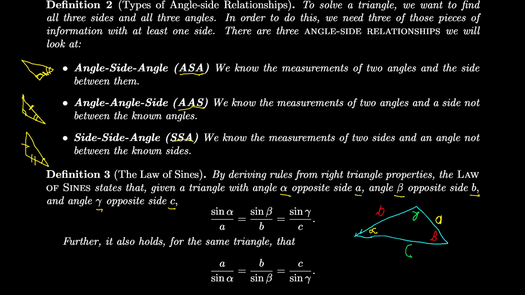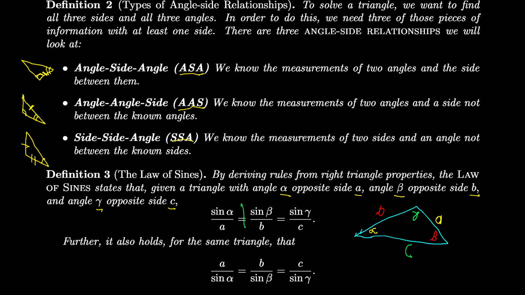Regardless, the law of sines says that the ratios of any two of those are the same. So the sine of alpha over A is the same thing as the sine of beta over B, which is the same thing as the sine of gamma over C. And you can read it in parts. Sine alpha over A equals sine beta over B. There are actually three formulas here. You can also read it as the sine of beta over B equals the sine of gamma over C.